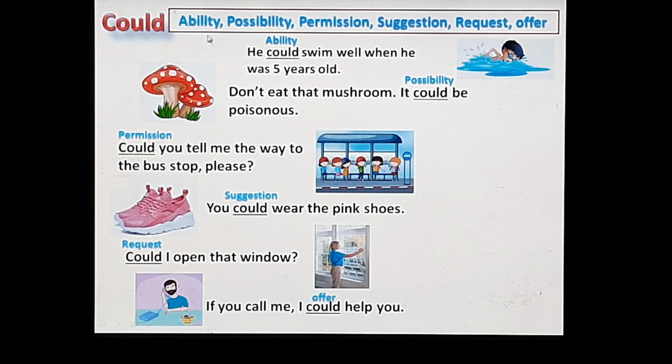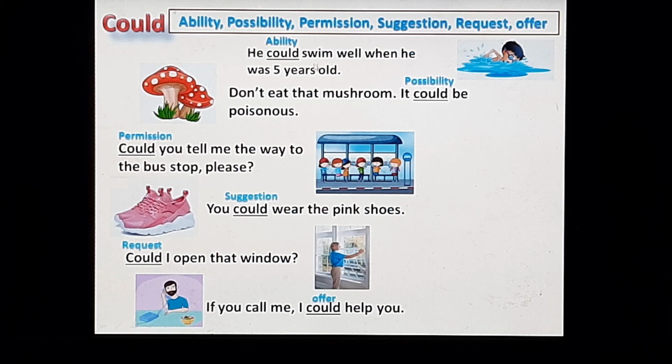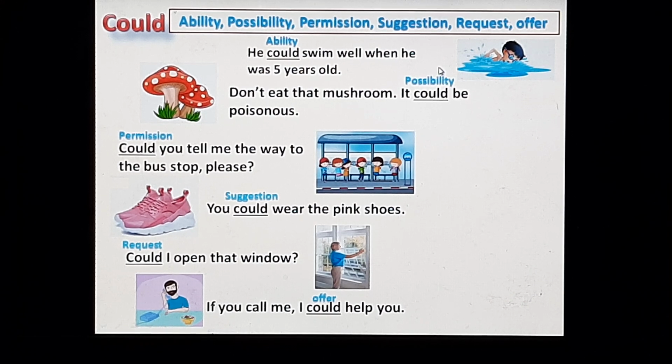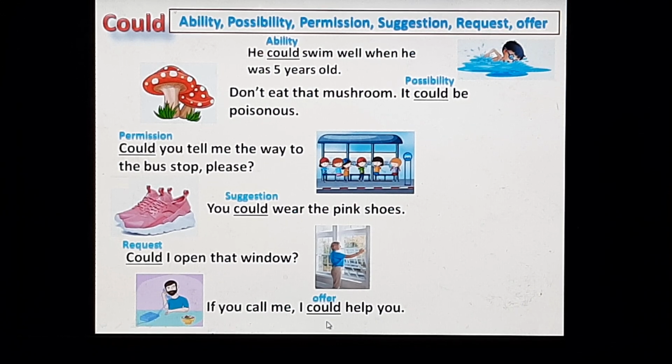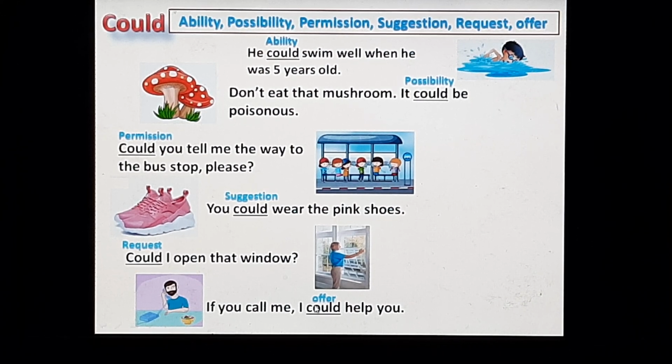Could shows ability, possibility, permission, suggestion, request, and offer. He could swim well when he was 5 years old. Could shows ability. Don't eat that mushroom. It could be poisonous. Possibility. Could you tell me the way to the bus stop, please? It's a permission. You could wear the pink shoes. Could shows suggestion. Could I open that window? It's a request. If you call me, I could help you. This could shows offer. So, different contexts, the same could modal can be used.